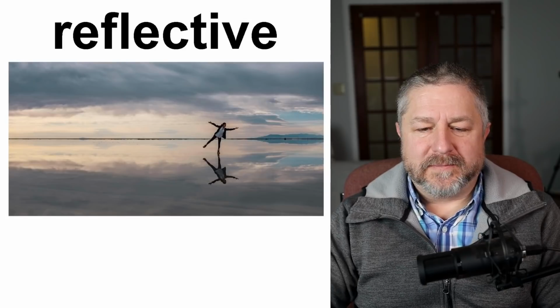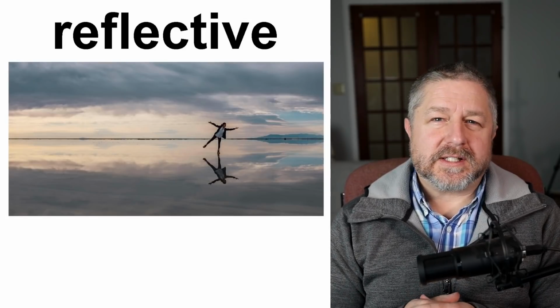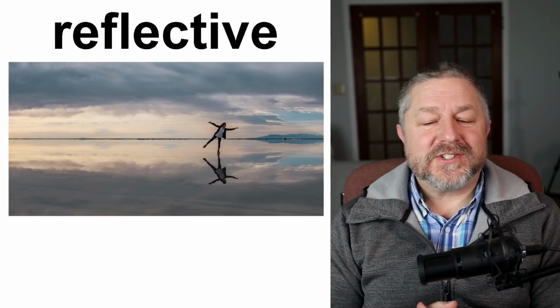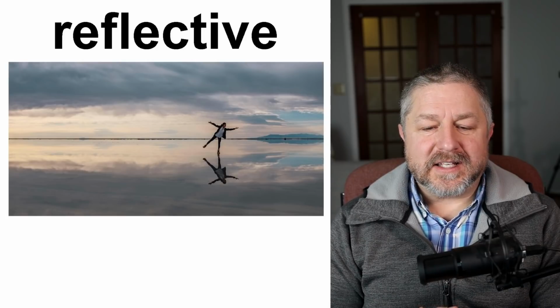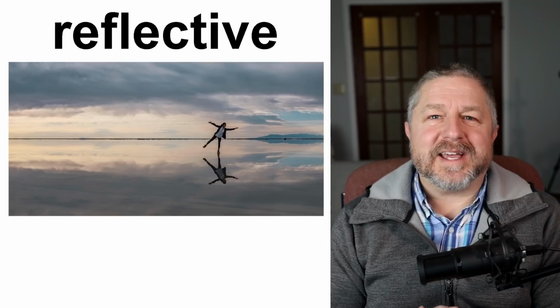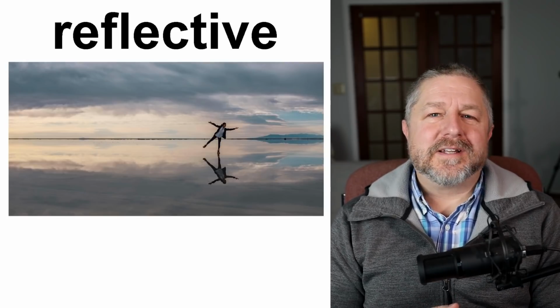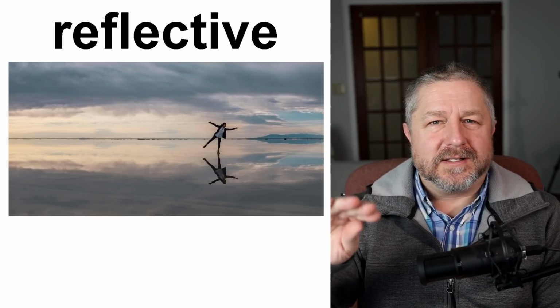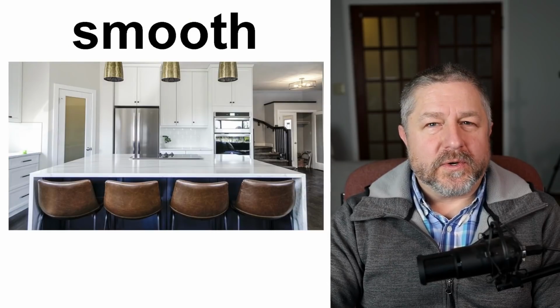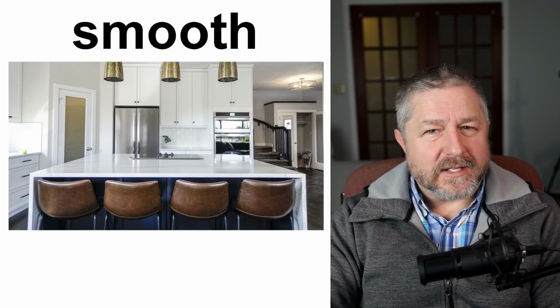Let me make this bigger. You can see this person is skating on ice. They are not walking on water. They are skating on ice, and the ice is reflective. I think they're skating. It looks like they have skates on their feet. When something is reflective, it means it is like a mirror. If we go back to the countertop, you'll notice it's a little bit reflective as well.